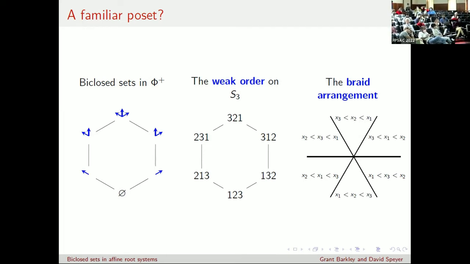And then I've drawn over here a picture of the braid arrangement. So this is a hyperplane arrangement, and it has a very strong connection to the symmetric group. The reason I've drawn it is because if you look at the regions of this hyperplane arrangement, there's 6 of them. They line up exactly with the elements of these 2 posets. And this will also be a general phenomenon.